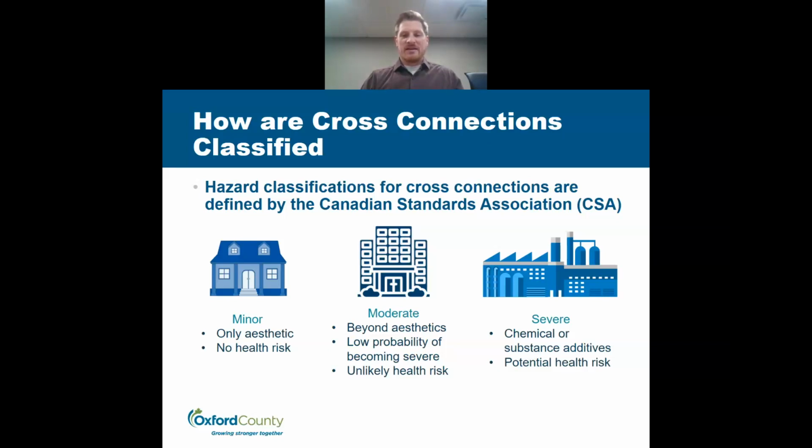The second is moderate. This has a low probability of becoming a severe hazard. It may extend beyond aesthetic parameters, but has a low probability of becoming a public health risk. Some examples of properties that generally fall under moderate include commercial establishments such as grocery stores, multi-residential units, and dental offices.